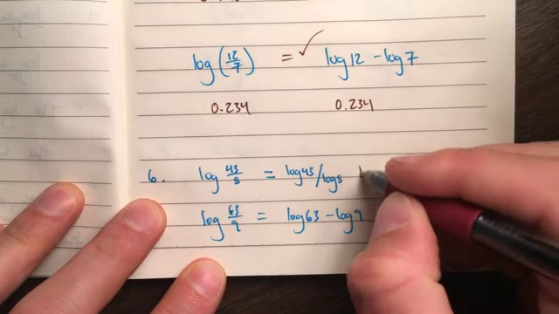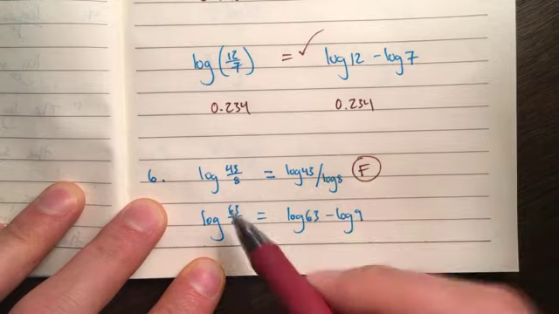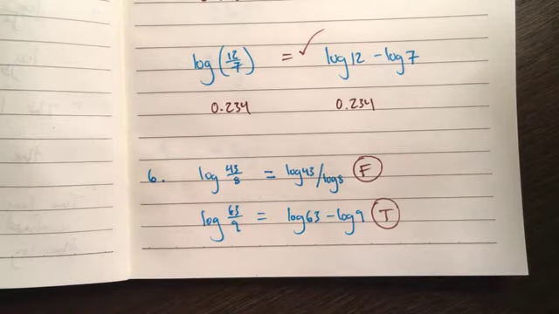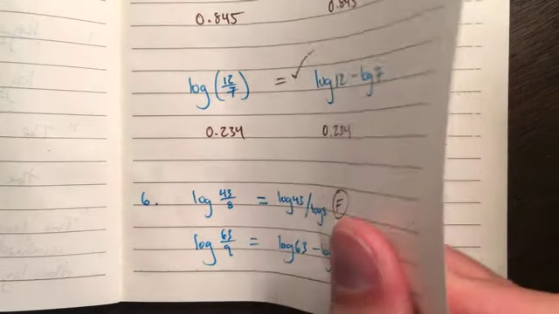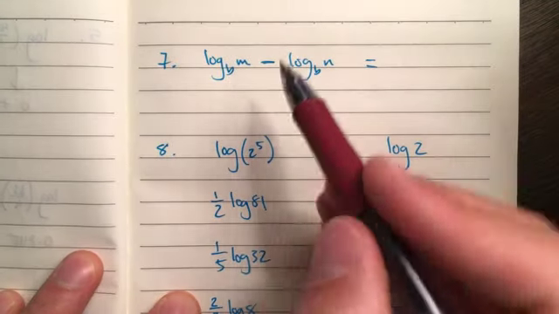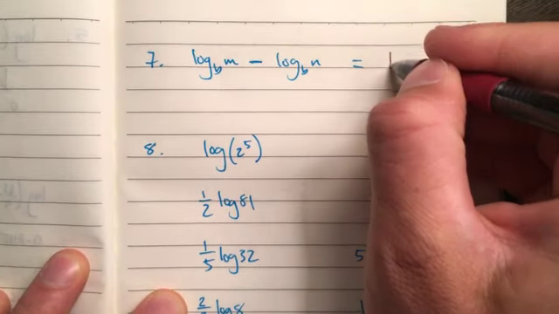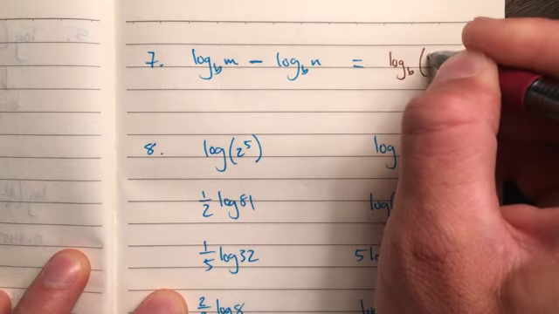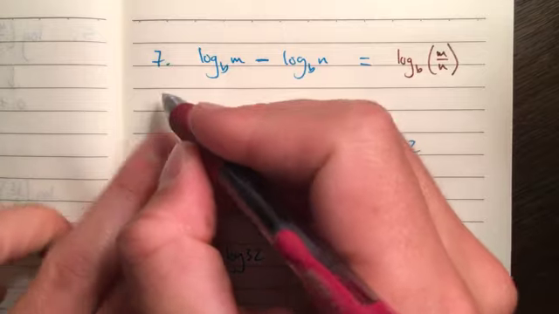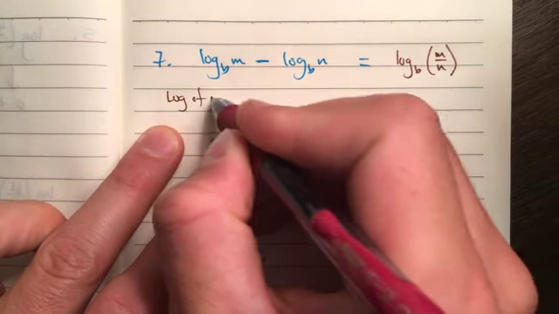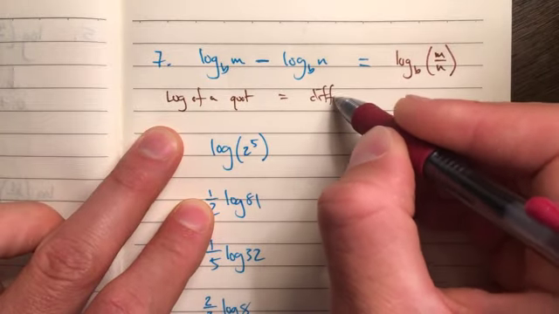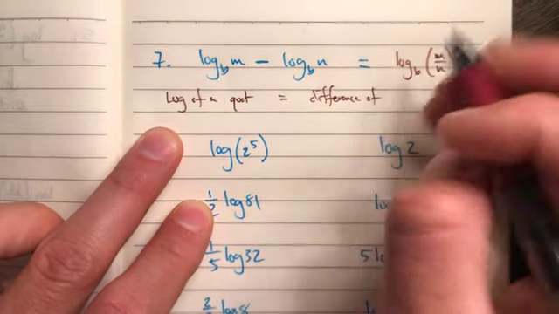So we have shown that this is false, this is true, and there's a couple more that I'll let you think about whether they are true or false. But summarizing, we know now that if you subtract two logs, you can combine them by dividing the stuff inside. Or we could say log of a quotient equals difference of two logs.